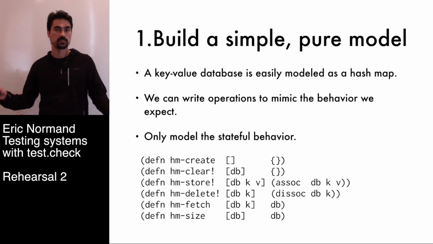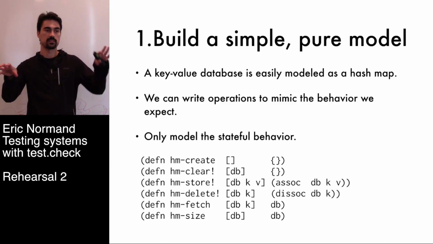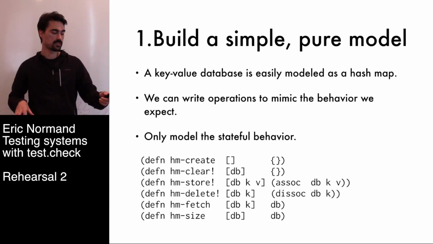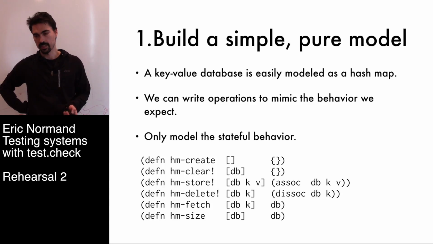Okay, so here's steps of how we're gonna go about this. Step one, we're gonna build our model so that it's built in the same way as the thing we're testing. So we're only going to model the stateful behavior. That's like the fetching and the size and stuff. Those aren't stateful, meaning they don't mutate our database. Okay, so we're only checking, what do I mean by this? We're only checking that we're making the proper changes that we expect.